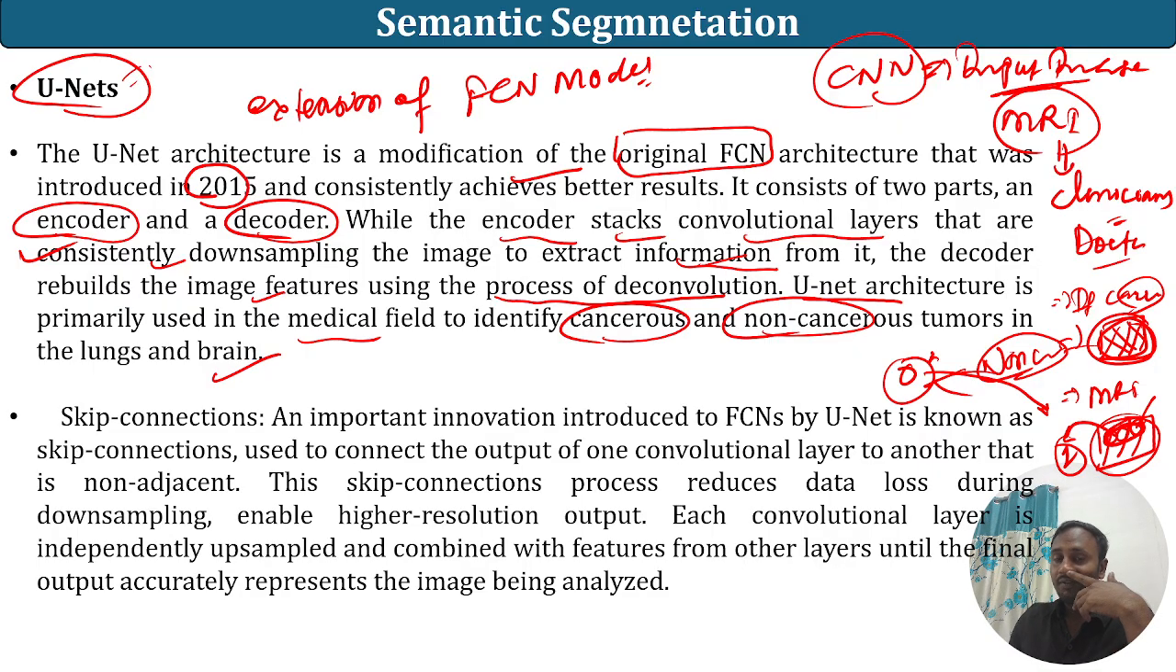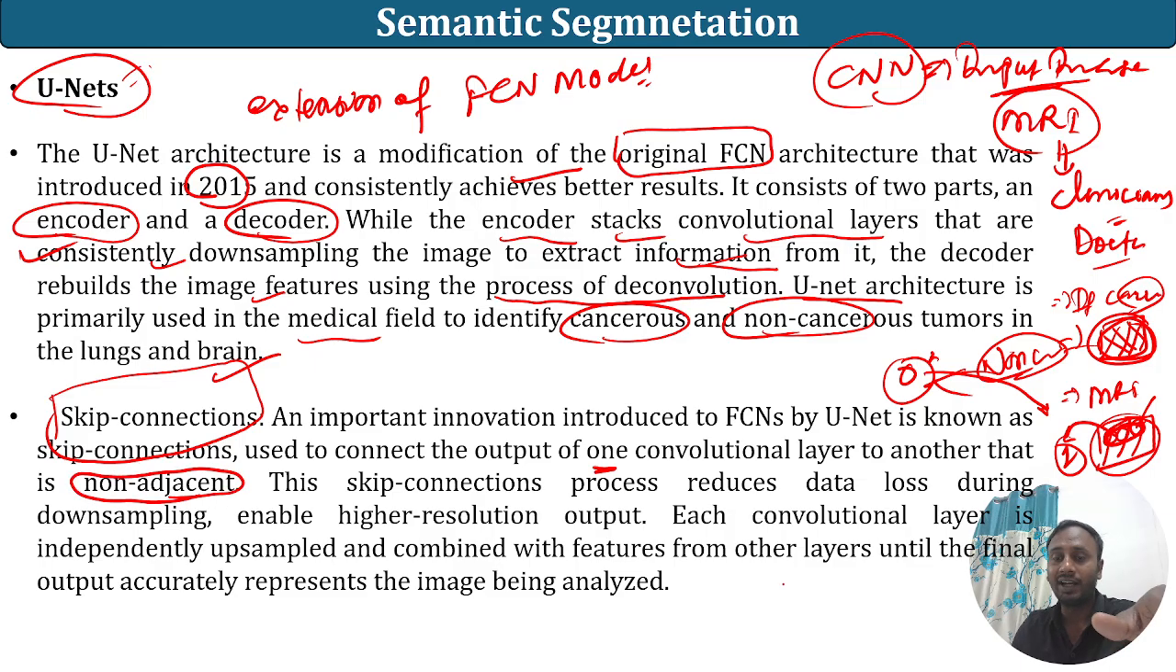In that also, instead of dividing into convolution and deconvolution, like encoder and decoder, we have one more term: skip connection. It was introduced by the U-Net, and it is used to connect the output of one convolution layer to another one that is non-adjacent.